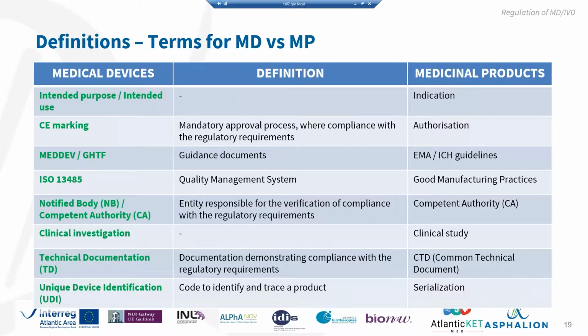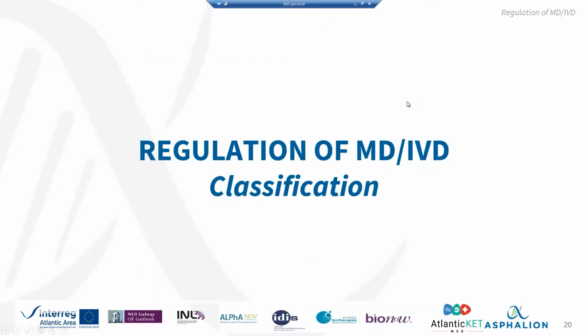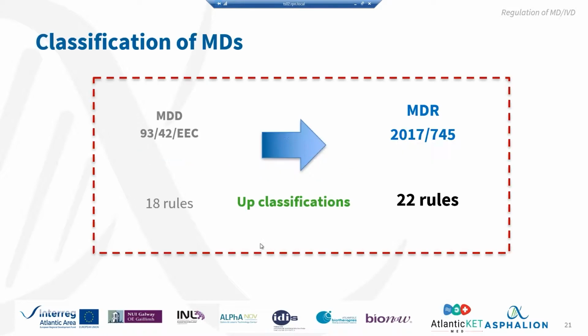And then we've got the unique device identification, which is a code to identify and trace a product, and we will talk about it later. It's equivalent to a serialization concept for medicinal products. Okay, so now that we have more or less clear the terms we're going to use for medical devices, let's talk about the classification of these medical devices.